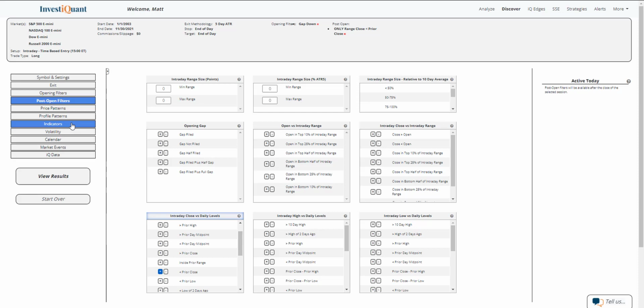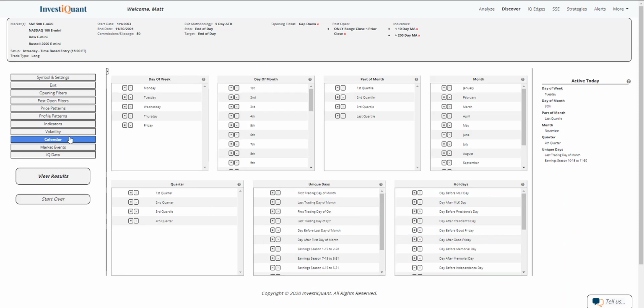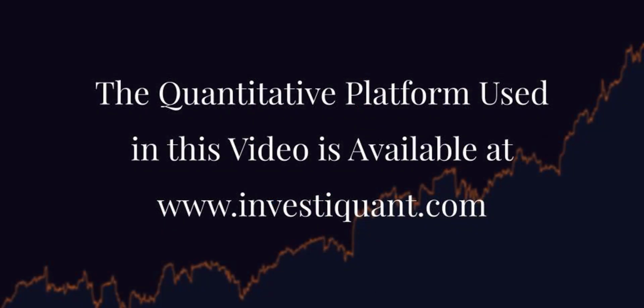Next, I'm going to go into the indicators library. I'm going to put us in a similar market environment, below a 10 but above a 200-day simple moving average. And then from the calendar library, I'm going to select that it is the last trading day of the month. So that gets me everything that I need. Now I can click view results.